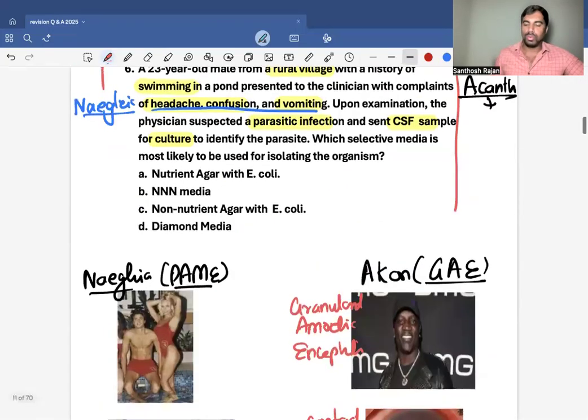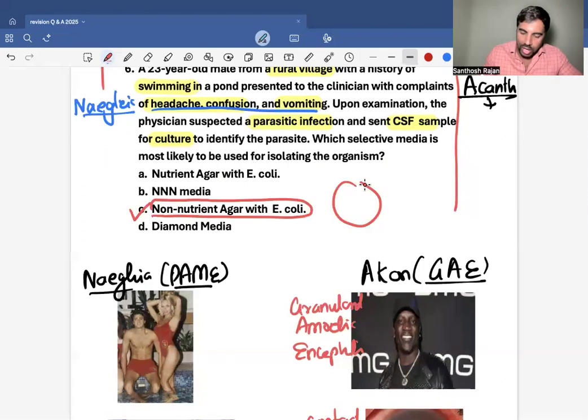Now, important for both of these: both are called free living amoeba. They both grow in which media? Non-nutrient agar with E. coli. Because they don't feed on the nutrient, they feed on the E. coli. When they eat the E. coli, you can see a track-like appearance. A track-like appearance means it is either Naegleria or acanthamoeba. So this is one specific thing. Non-nutrient agar with E. coli is the classic media for your Naegleria fowleri and acanthamoeba. You can expect this question.